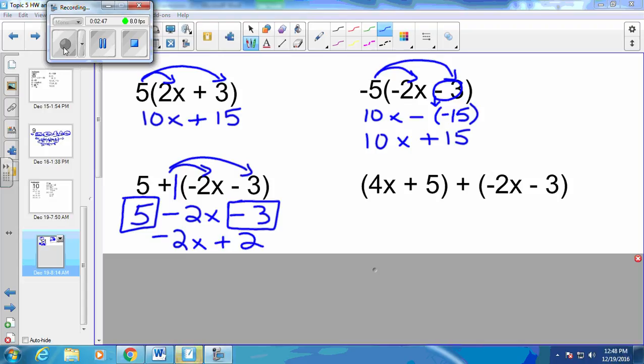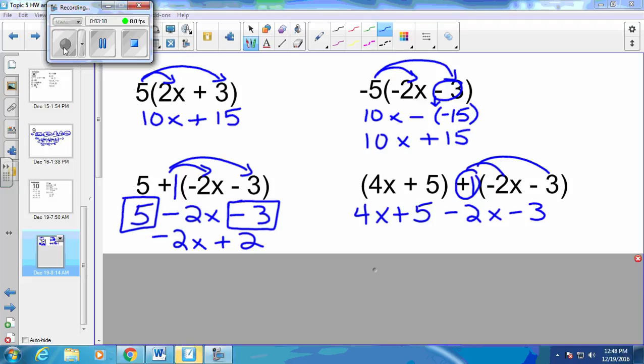Then for the next one, again, right here, there's really nothing except a positive 1, and because it's positive, I can just drop the parentheses. So this is the same thing as 4x plus 5. Same thing with the second set. This is really a positive 1. When I multiply both by a positive 1, I will not change the value. So it's negative 2x and negative 3.